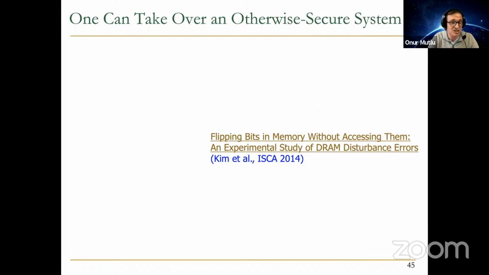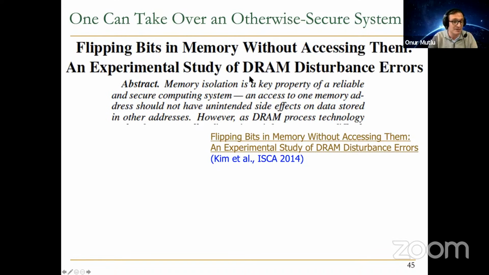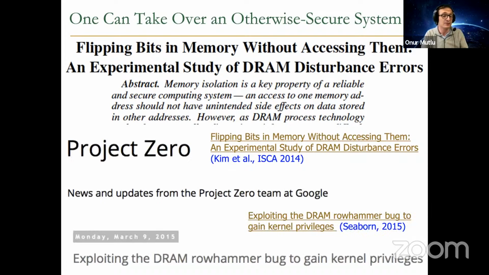And as I mentioned yesterday, we said that this should not happen, basically. If this is happening, someone can hijack your system, because an access to one memory address now has unintended side effects on data stored in other addresses, and someone can actually use these unintended side effects for their benefit, so that they can gain access to your system. And these good folks from Google Project Zero showed exactly that.